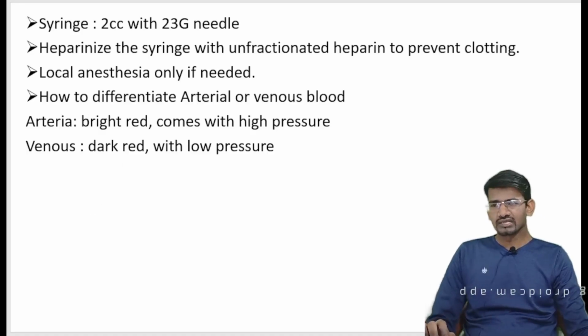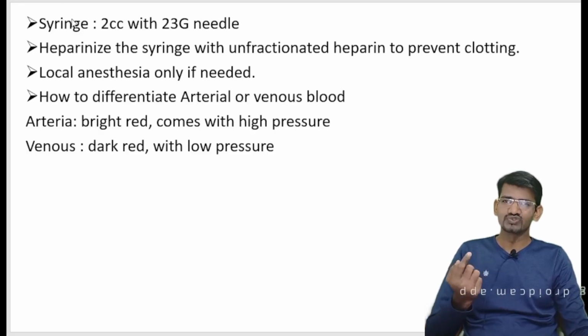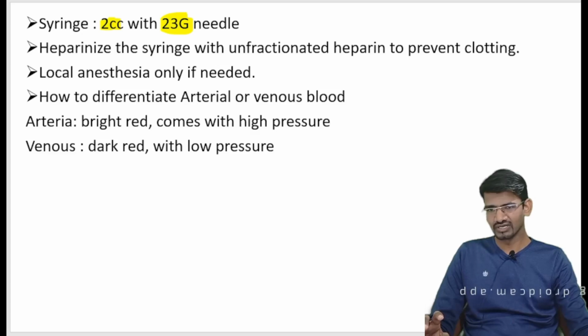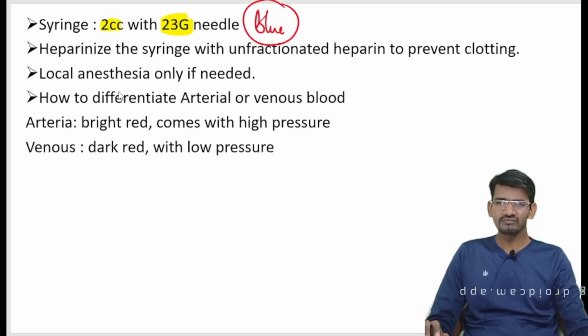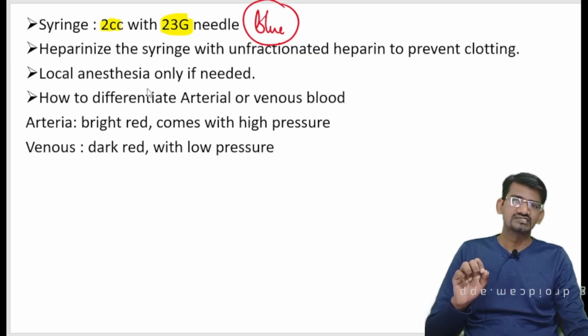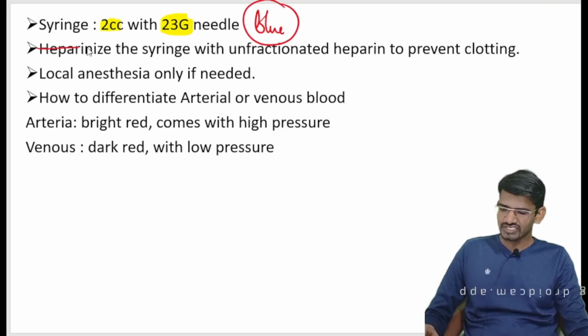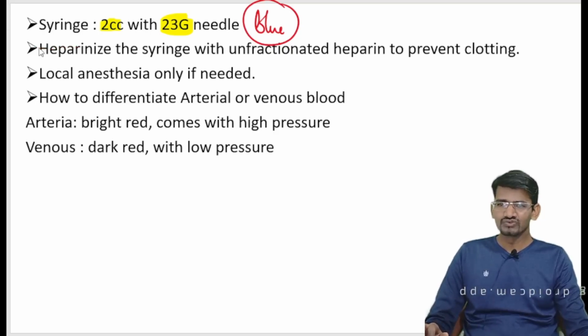Some points you should remember about ABG sampling. What syringe do we use? We commonly use a 2 cc syringe with a 23 gauge needle, which is the blue one. The blue needle is the 23 gauge needle we will use. Then the syringe should be heparinized. This is very important. The syringe should be heparinized with unfractionated heparin.